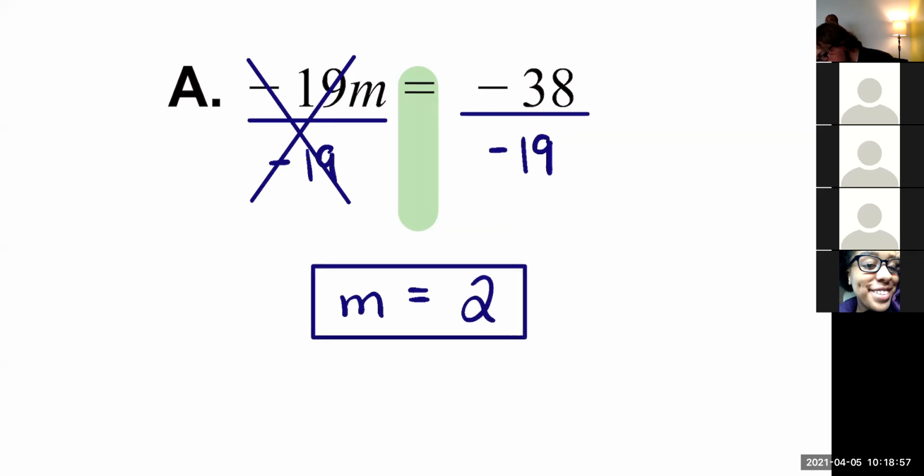The variable's by itself. This is solved. That's it. The only way this equation would be true is if the variable m was 2.